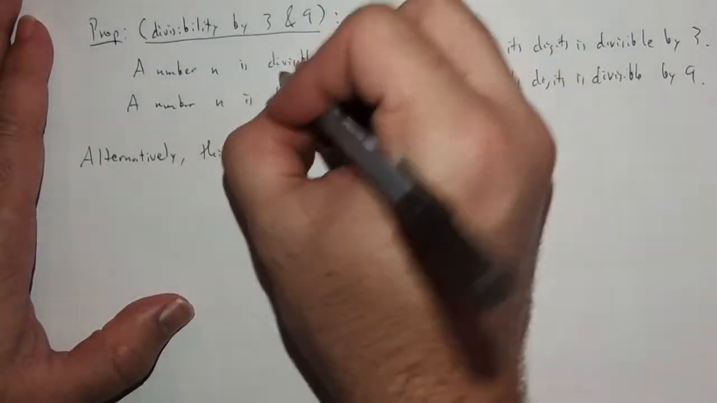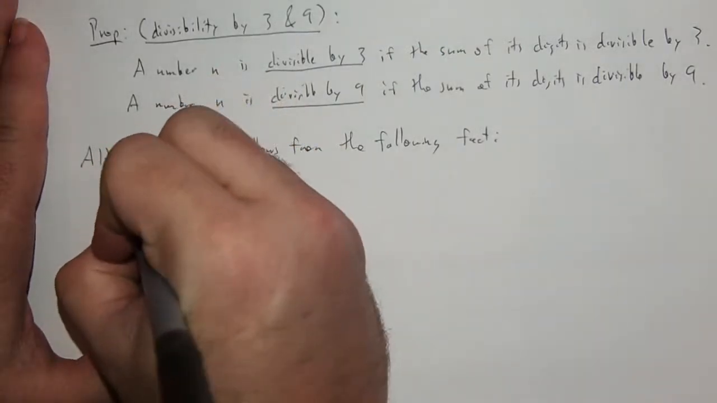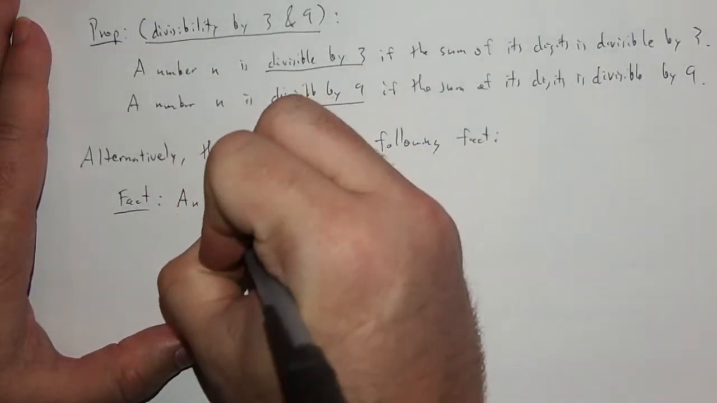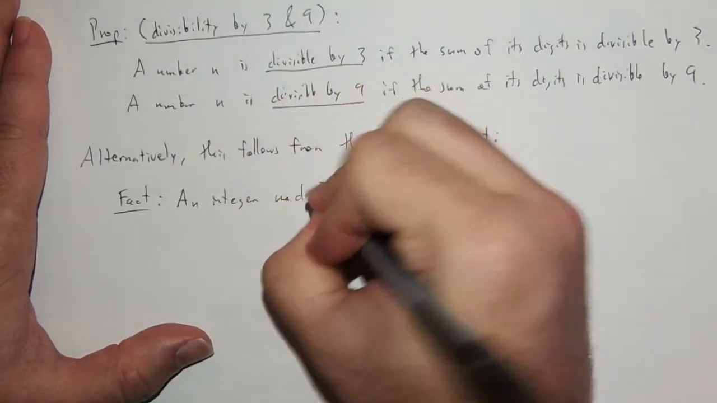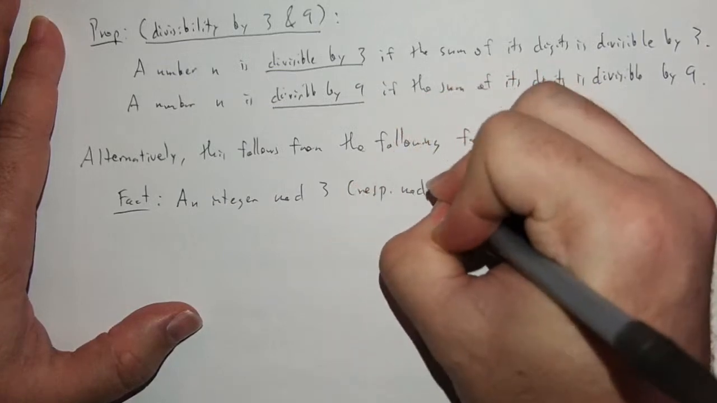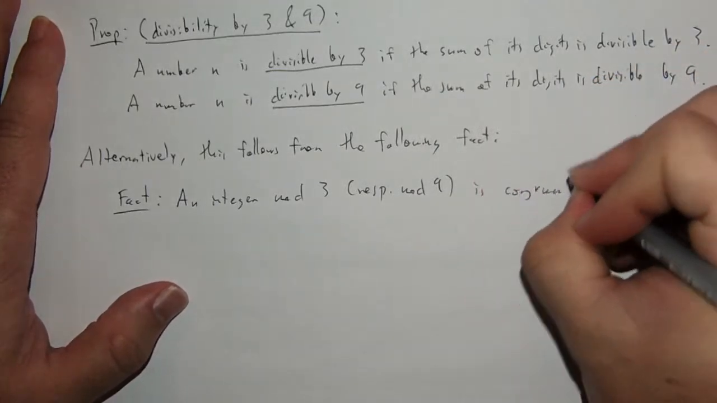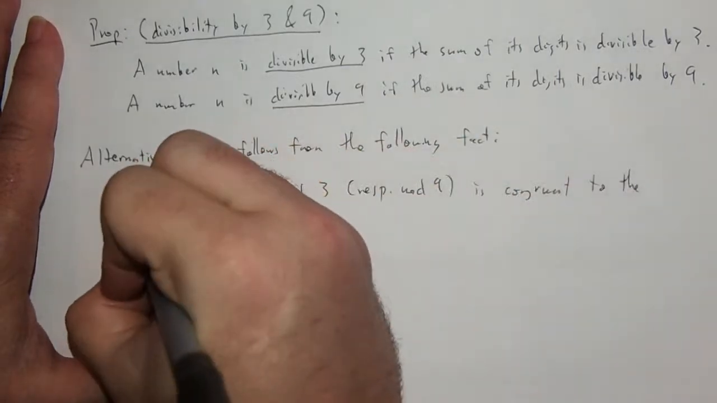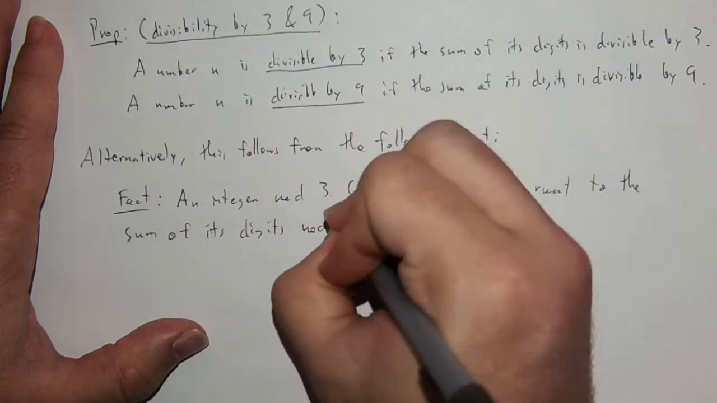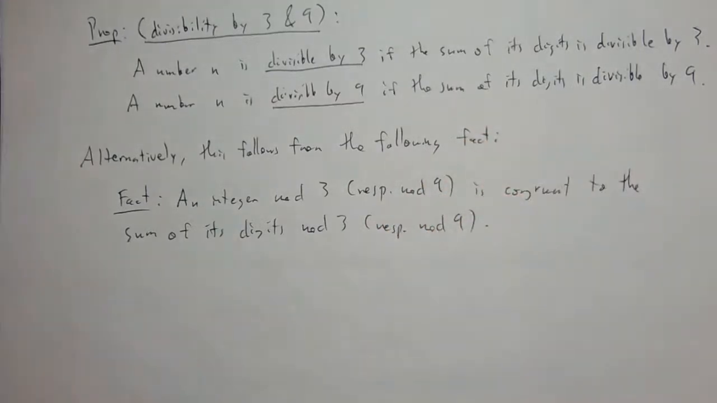So this takes care of divisibility by 3 and divisibility by 9. So there is a fact: an integer mod 3, respectively mod 9, is congruent to the sum of its digits mod 3, respectively mod 9.